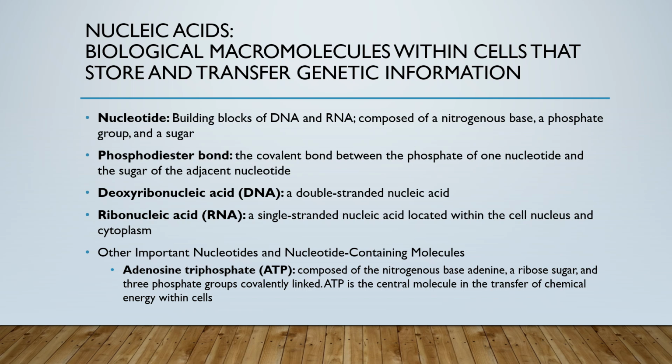A nucleotide is the building block for DNA and RNA. It is composed of three parts: a nitrogenous base that can either be adenine, thymine, cytosine, guanine, or uracil, a phosphate group, and a sugar, which is deoxyribose in DNA and ribose in RNA. A phosphodiester bond is a covalent bond linking the phosphate group of one nucleotide to the sugar of an adjacent nucleotide. This forms the backbone of nucleic acid strands.